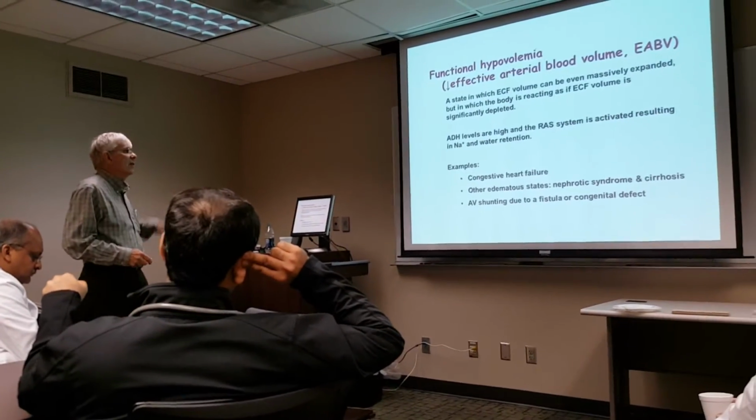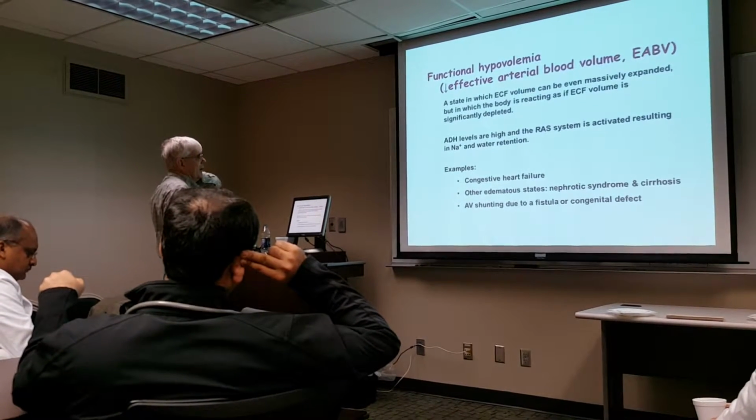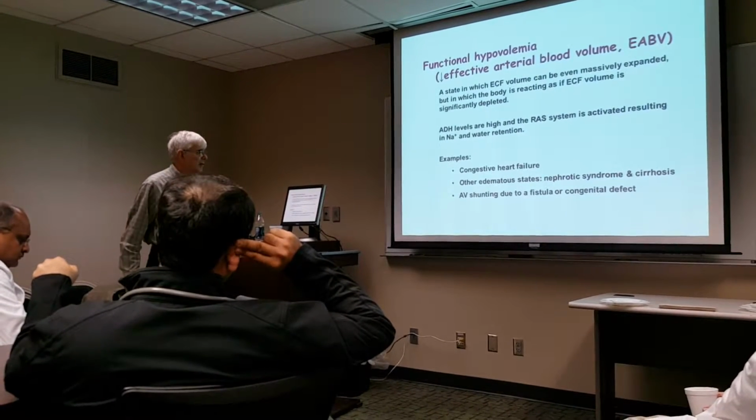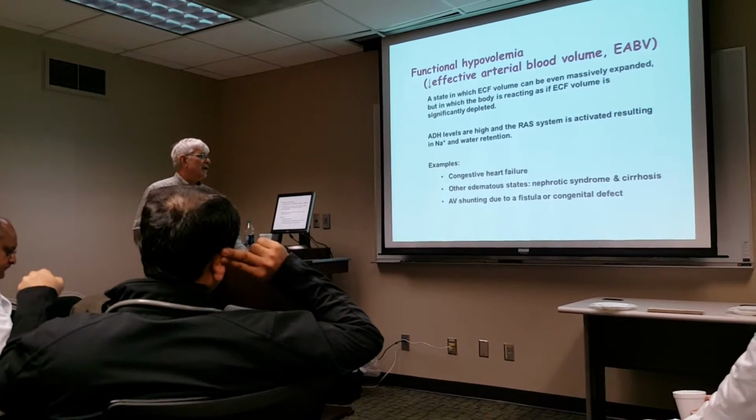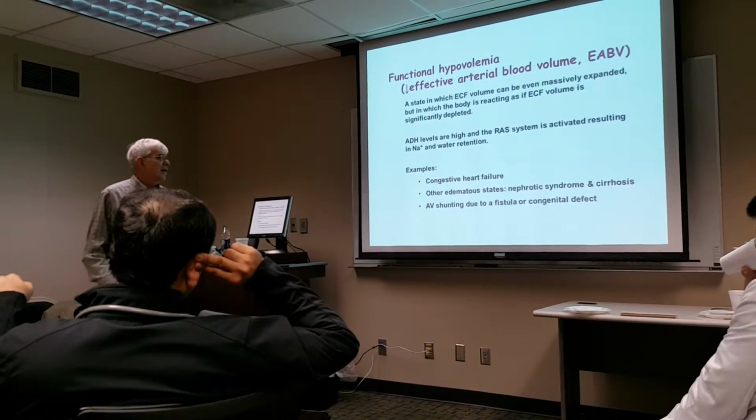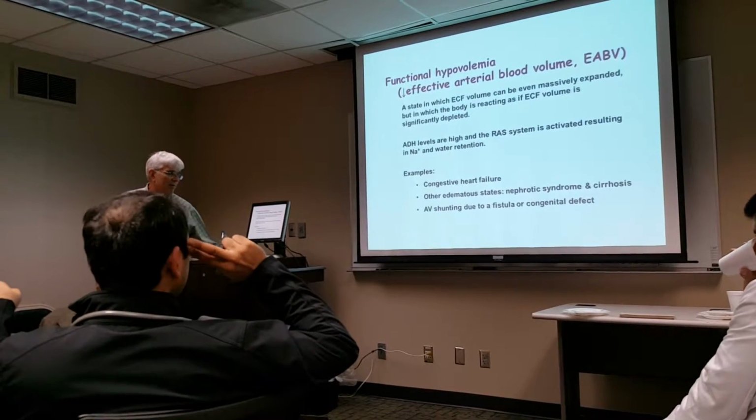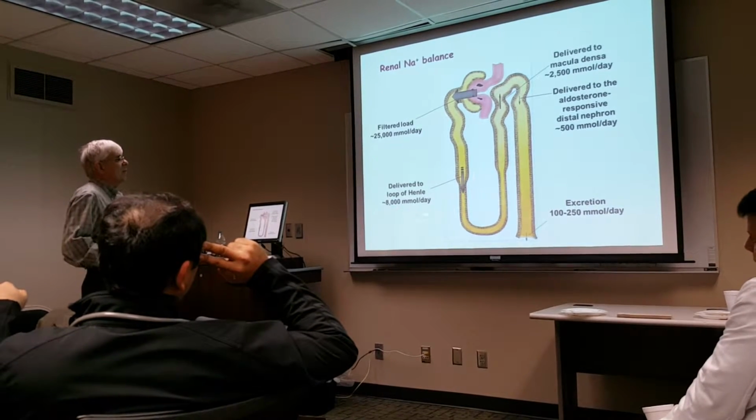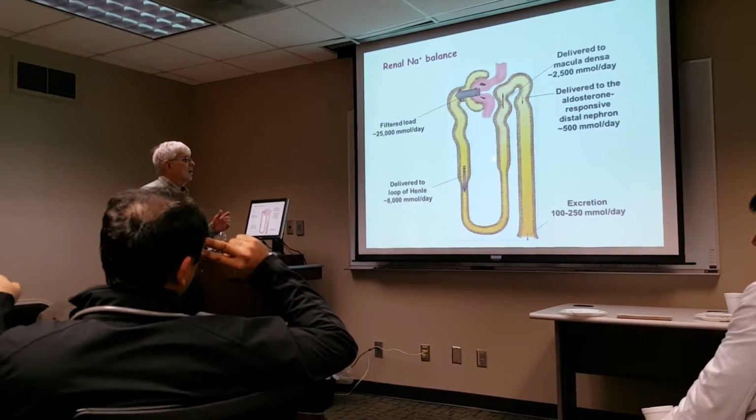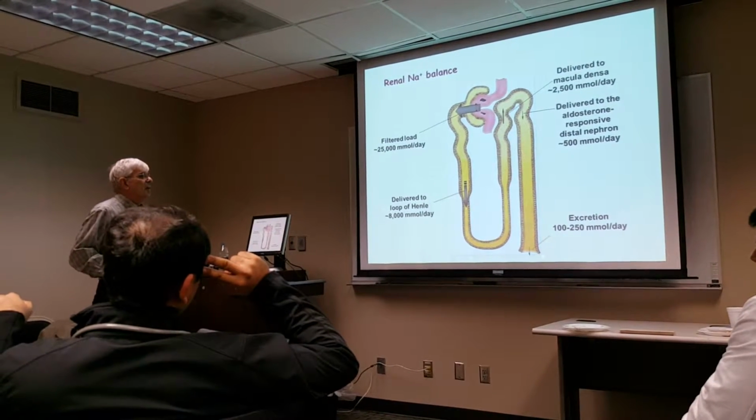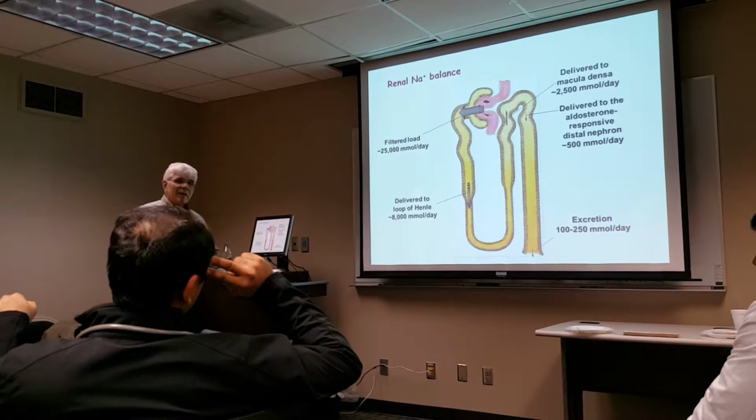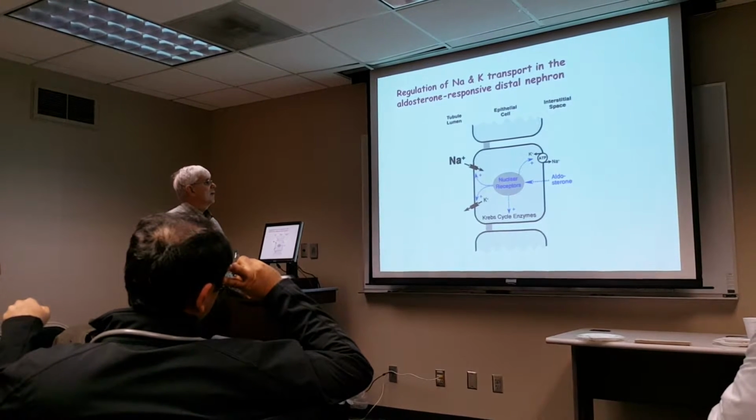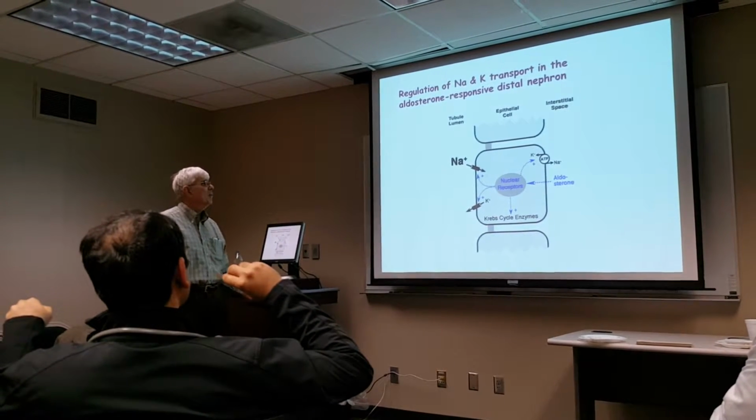The RAS system is also activated, resulting in salt and water retention. Examples would be congestive heart failure, other edematous states, nephrotic syndrome, and cirrhosis. Also AV shunting due to a fistula or congenital defect that gives an effective reduced cardiac output. Again, considering where the sodium is being reabsorbed, it's being reabsorbed primarily in the proximal nephron, but remember, it's this small remaining amount that's being adjusted by the aldosterone responsive distal nephron, and that aldosterone is a prime mover right here.